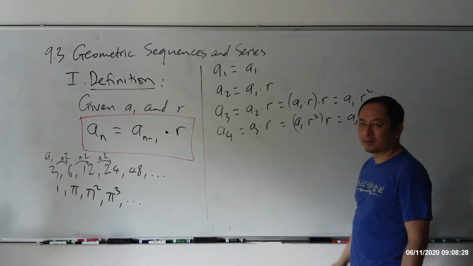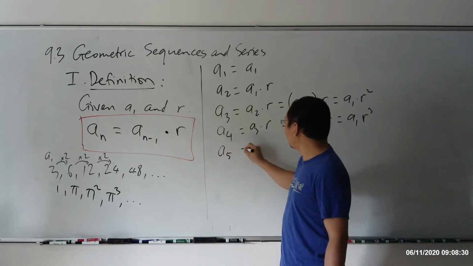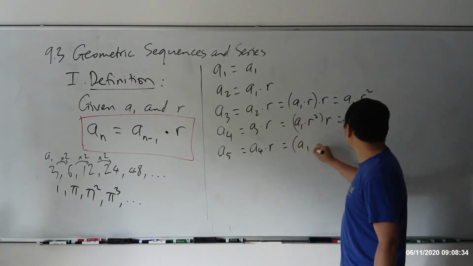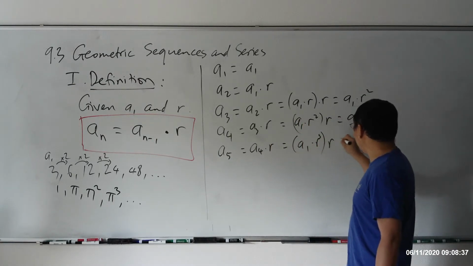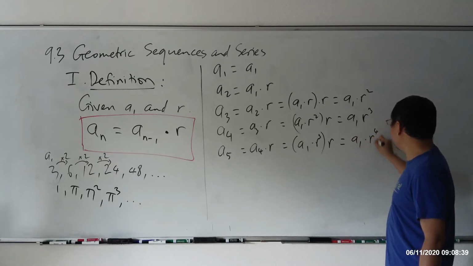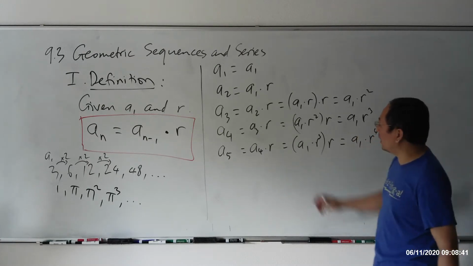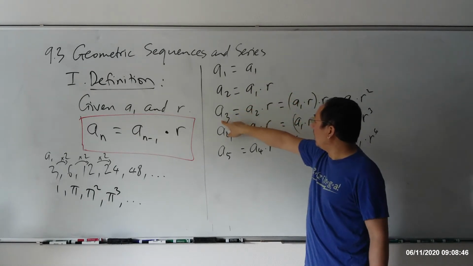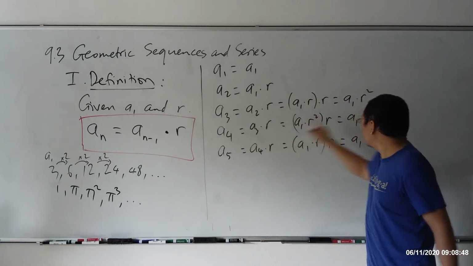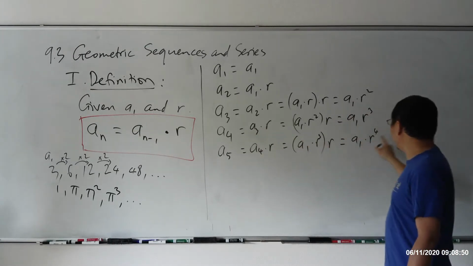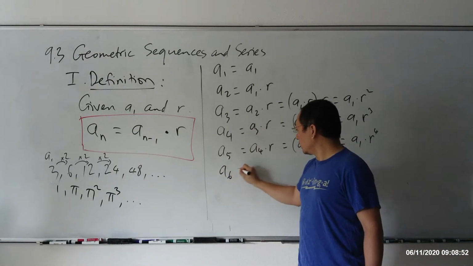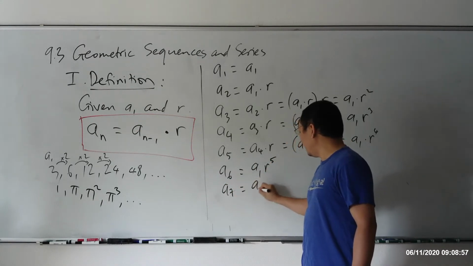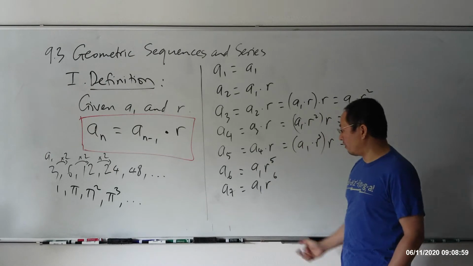cubed. And you can guess A5 is going to be A4 times R, which is A1 R cubed times another R, going to be A1 times R to the 4. You see the pattern, right? A1 is just A1, A2 is A1 times R, A3 is A1 R squared, A4 is A1 R cubed, A5 is A1 R to the 4, so A6 is going to be A1 R to the 5th, A7 going to be A1 R to the 6th. You see the pattern right there?